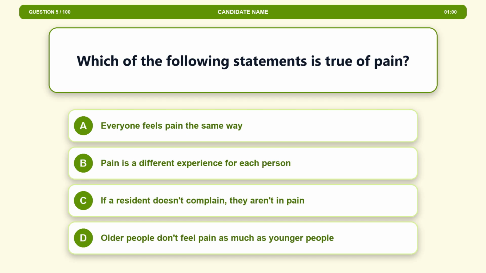Question 5. Which of the following statements is true of pain? Option A, everyone feels pain the same way. Option B, pain is a different experience for each person. Option C, if a resident doesn't complain, they aren't in pain. Option D, older people don't feel pain as much as younger people.